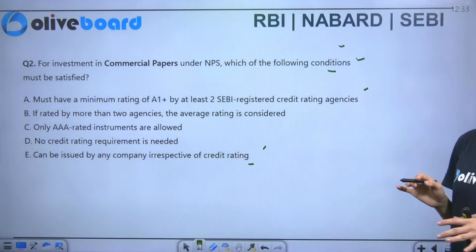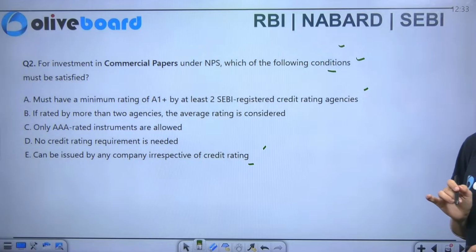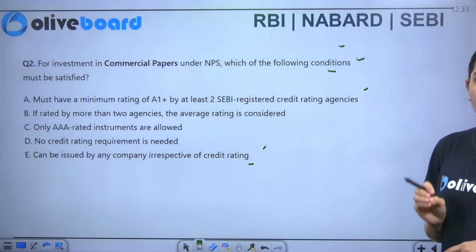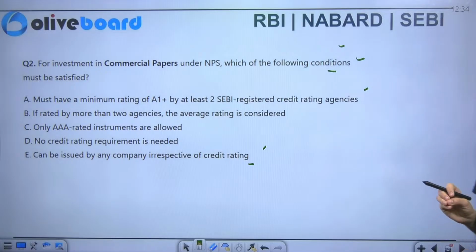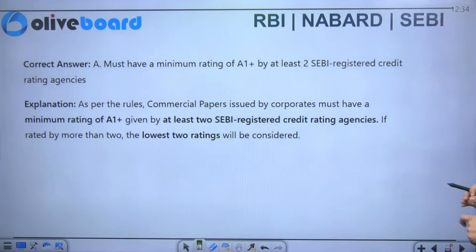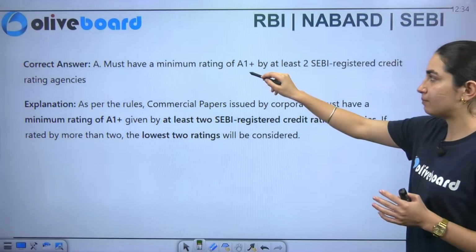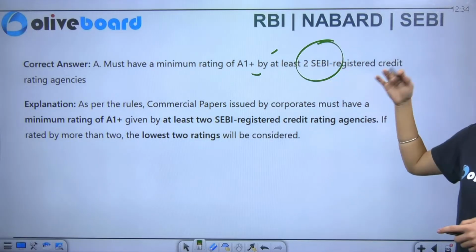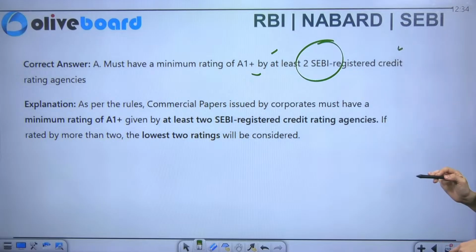For investment in commercial papers under NPS. Okay, Atiti says A. What about other individuals? Alright, so the correct answer is A only. They must have a minimum rating of A1 plus by at least 2 SEBI registered credit rating agencies.